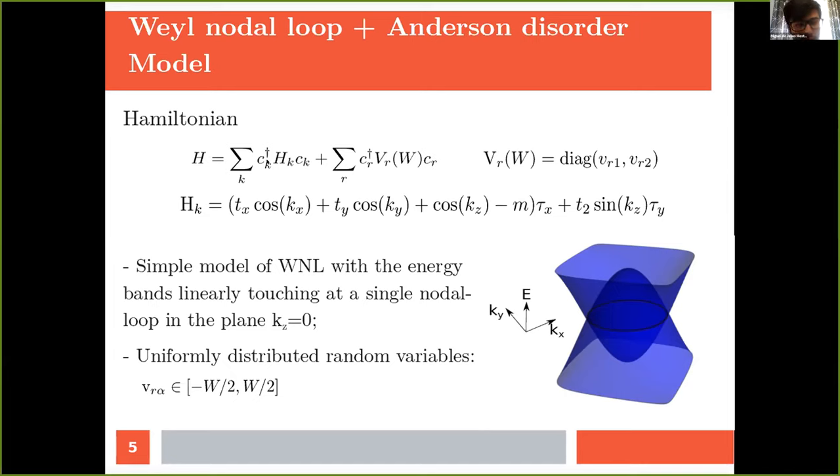Now, if we take the Fourier transform of these CKs here, we get the tight binding model in real space with two sublattices per unit cell. And what we did on top of that was just to add this on-site disorder, which was different in both sublattice one and sublattice two, and where these variables VR were uniformly distributed in a box distribution, so a bounded distribution with W. So W here is the disorder strength, okay?